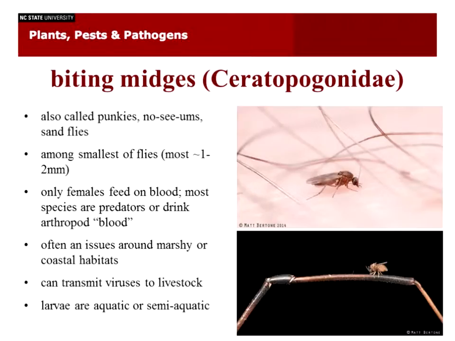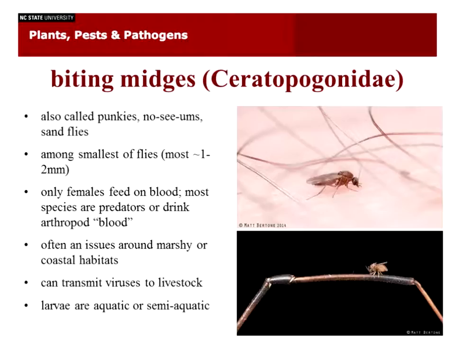Okay. Now, even smaller flies are the biting midges, the Ceratopogonidae. They're also called punkies or no-see-ums or sometimes sandflies, although I'll tell you another member of the flies that's called that. They're among the smallest of flies, and not only among the smallest of biting flies. Most are about 1 to 2 millimeters. I actually went down to the beach last weekend, and these Culicoides were all over the place, especially at dusk and dawn. And you can see how small they are in relation to these hairs.